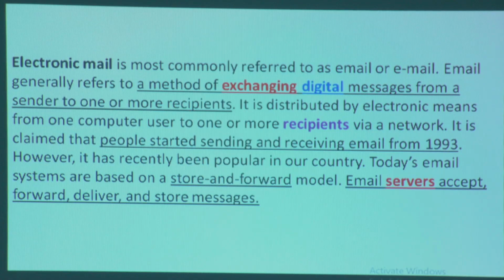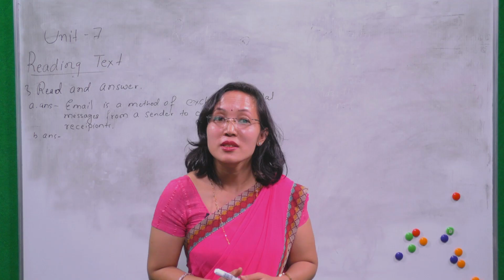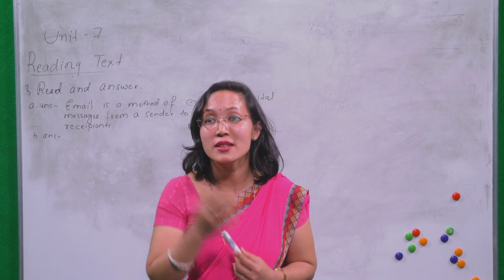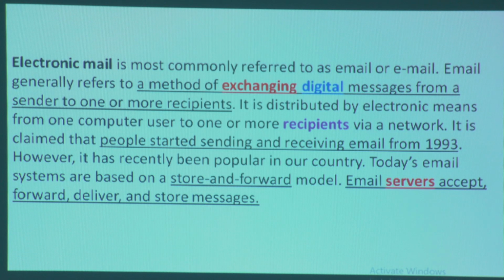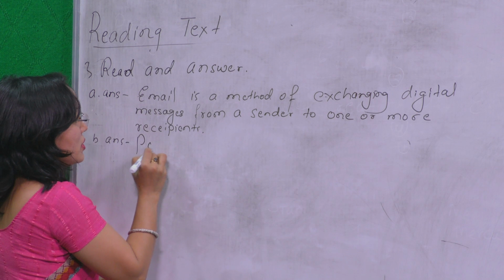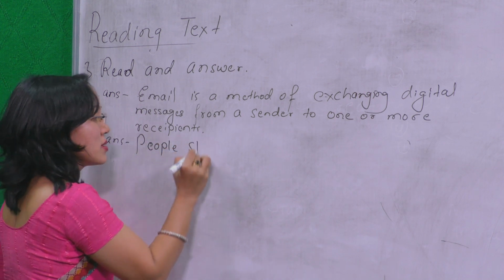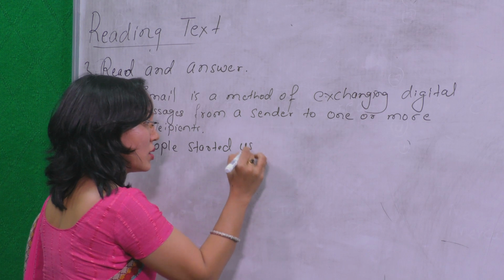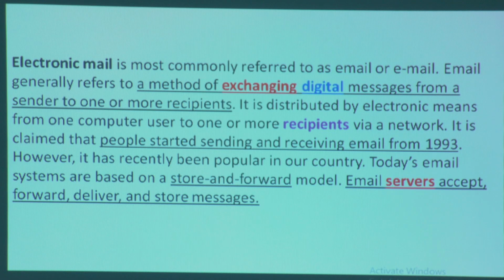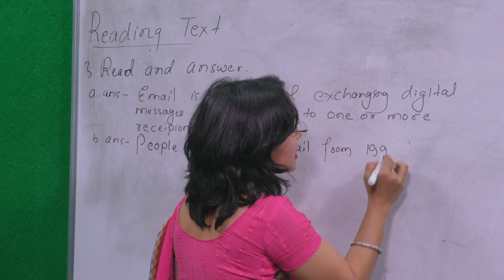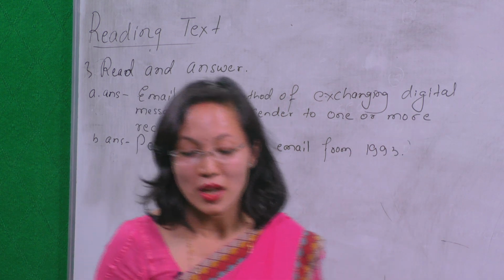Now next one. When did people start using it? The answer is very clear there. People started sending and receiving email from 1993. When did people start using email? Did start means started. People started using email from 1993 or since 1993. Next one.